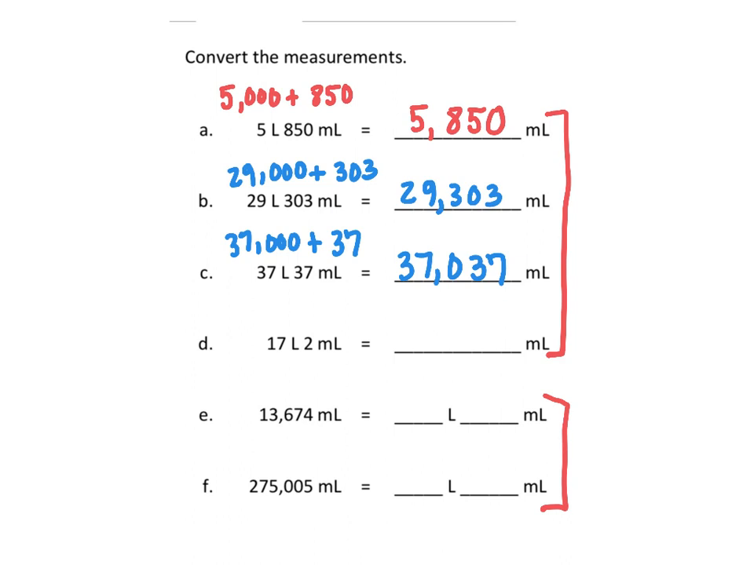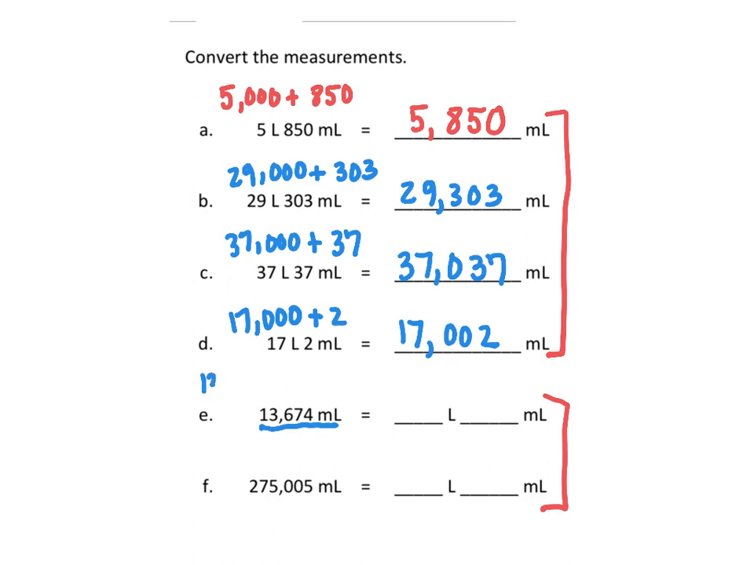So we're going to take that 17, convert it to milliliters, which will multiply by 1,000 to get to 17,000, plus the extra 2 milliliters. So we get a grand total of 17,002 milliliters. All right, now we need to take this part and make it into the mixed measurements.